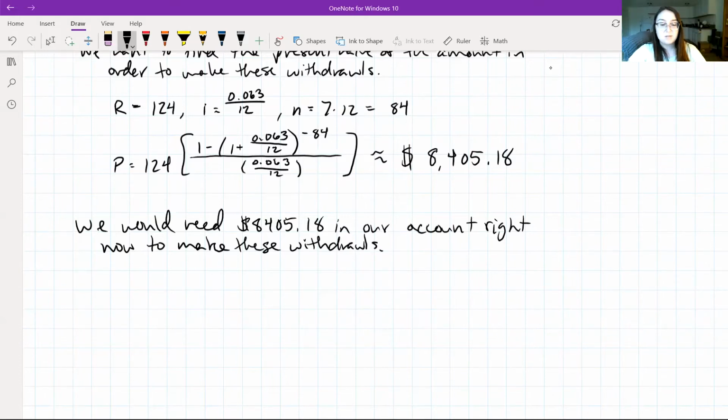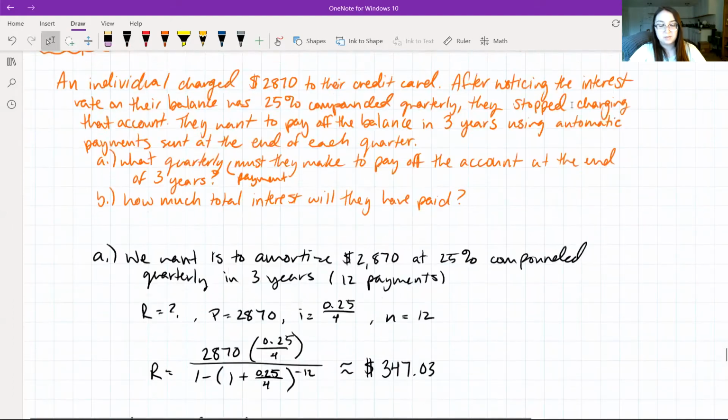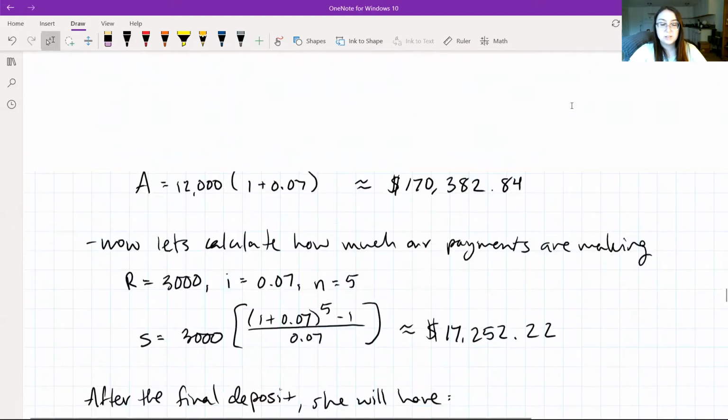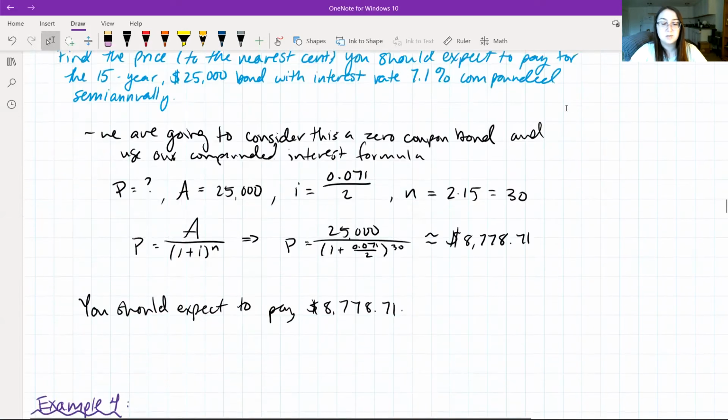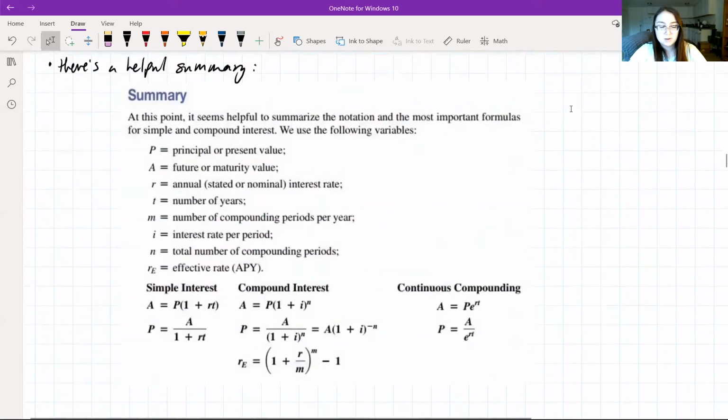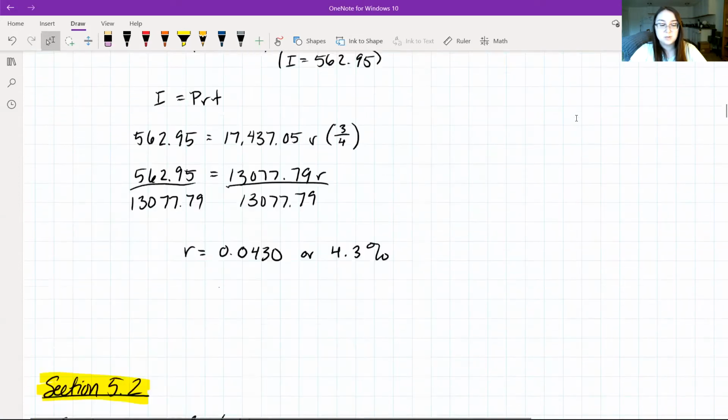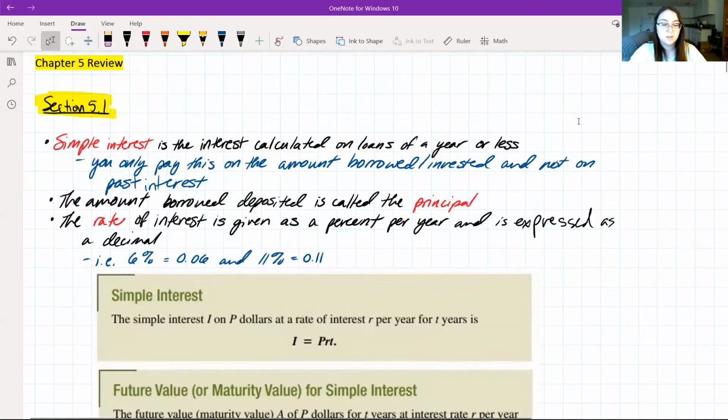All right, so that finishes up our Chapter 5 review. So when you're reviewing, really make sure that you know which equation goes with which, and really when to use them is going to be really important when you go to take your test tomorrow.